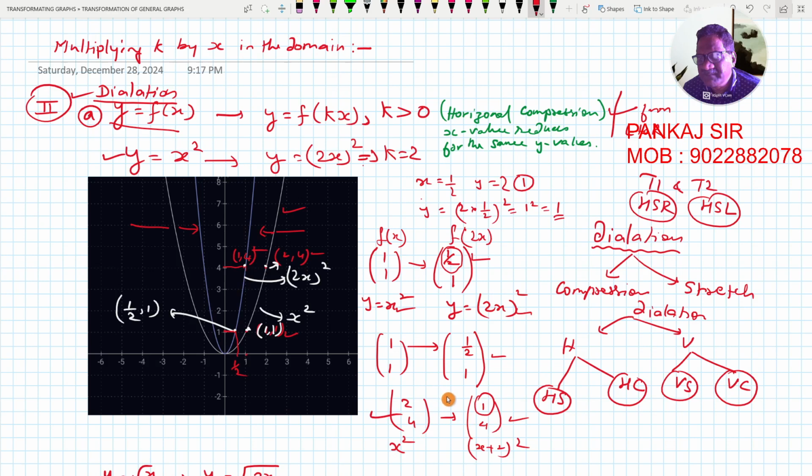So these are the things you have to keep in mind: what is happening to the points when this transformation is taking place, and what is happening to the shape of the graph. You have to remember that very well. In this case, you will see there is horizontal compression taking place, and the coordinate change from the parent to the transformed function is that the x coordinate, when you multiply by k in the transformed function, will have to be divided by that k, and y will remain as it is. It will be invariant.